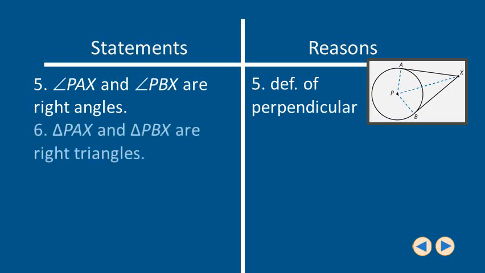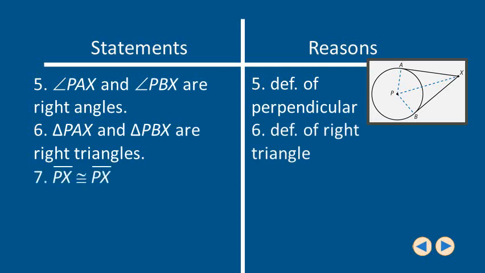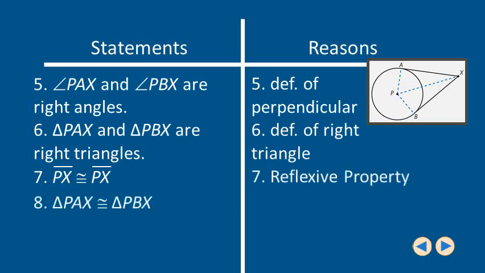Definition of perpendicular. Therefore, triangle PAX and triangle PBX are right triangles. Definition of a right triangle. PX, we know, is congruent to PX. Why? Because of the reflexive property. Therefore, triangle PAX is congruent to triangle PBX. Why? Well, if these are both right triangles, and PA is congruent with PB, and PX is congruent with PX, which is the hypotenuse of these triangles, therefore the hypotenuse leg congruency proves their congruence, and therefore we can say that AX is congruent with BX because corresponding parts of congruent triangles are congruent. Our old friend CPCTC.